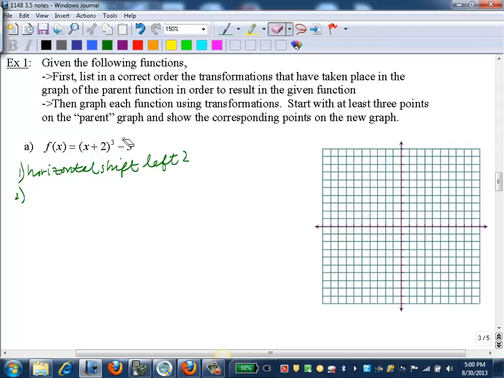Then if we look outside the grouping symbol for our vertical changes, we're subtracting 3. So we know that that's going to be a vertical shift down 3 units.